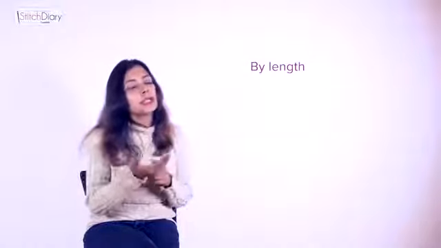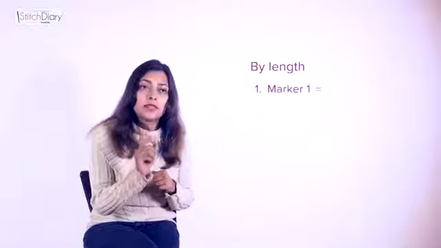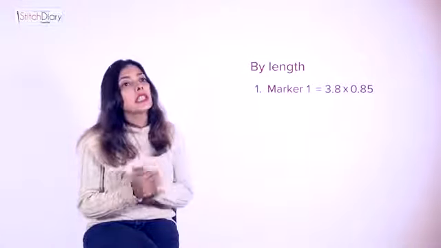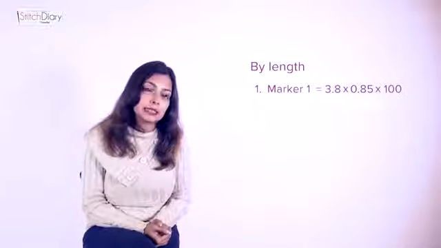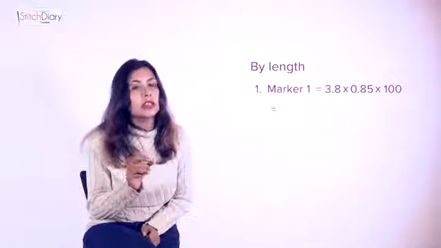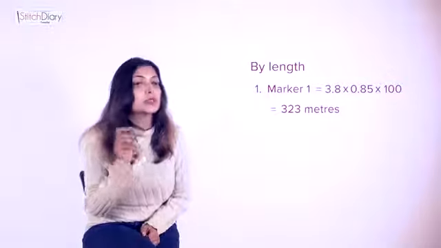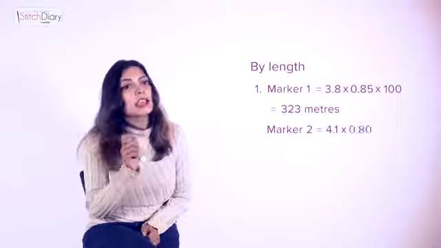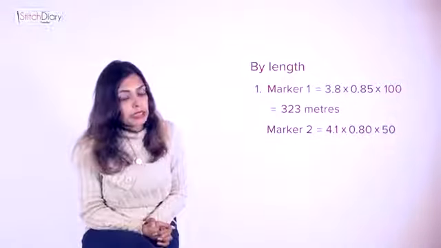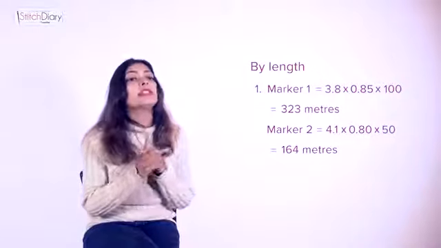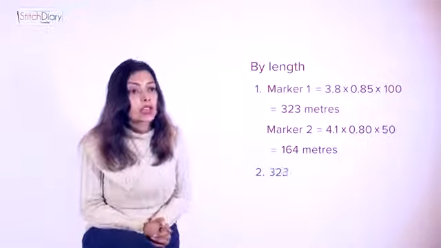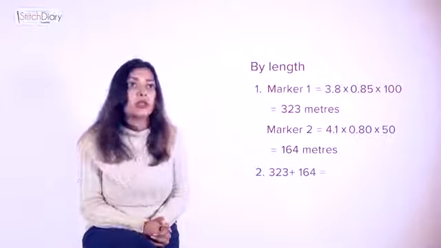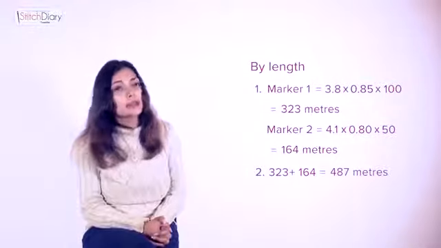So let's say for this order, we are continuing with the example used in the previous performance measurement tools as well. The marker length of the first marker was 3.8 meters, efficiency 85% with 100 plies. So the fabric used in the first marker turns out to be 323 meters, which was used in the garments. Marker 2, marker length is 4.1 meters, efficiency 80% and 50 plies. So the fabric actually used in the garment is again 164 meters. So now the total fabric used in the order turns out to be 487 meters.